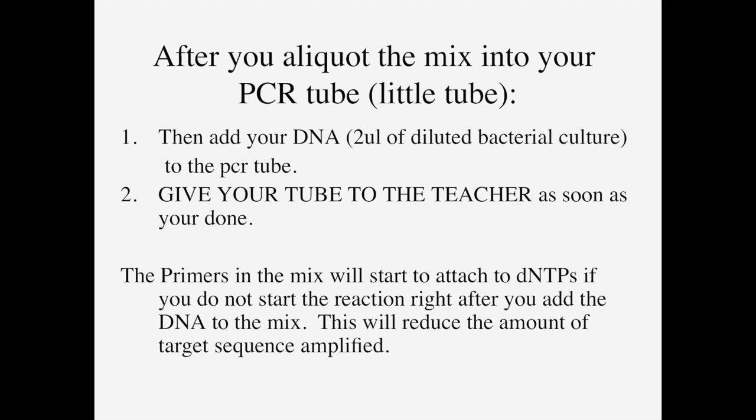So basically, the last step is where you add 2 microliters of diluted bacterial colony to your PCR tube. Again, don't over pipette this section. Try to pick up only 2 microliters, but please, when you do this step, look at the tip before you take your dilute culture, and then look at it once you've obtained the culture to make sure that you have something in the tip. Okay, you're going to give the tube to the teacher as soon as you're done, and I'm going to put it into the thermocycler.